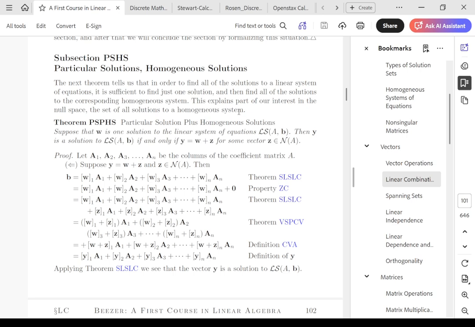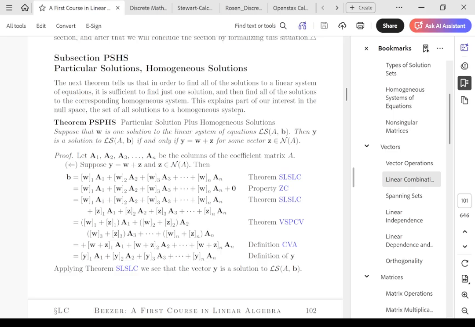And again, if the null space only contains the zero vector, we only have a unique solution. So Y would be equal to W, right? But in the case where the null space is not trivial, then all solutions would have this form, where Z could be any vector in the null space, and that would also be a solution.